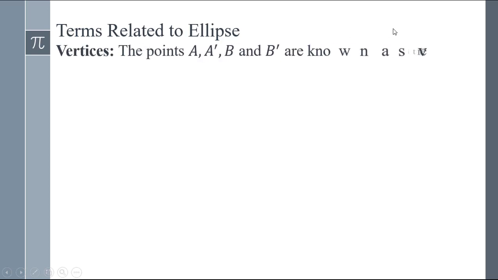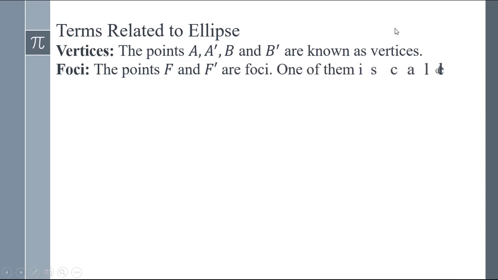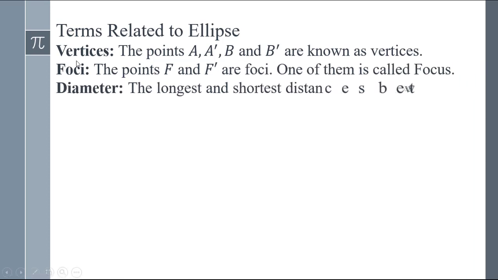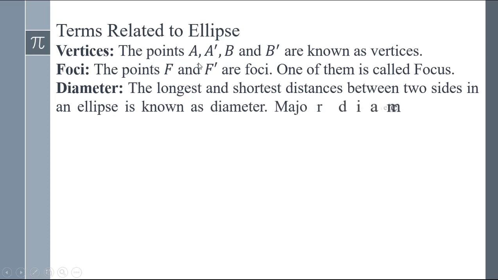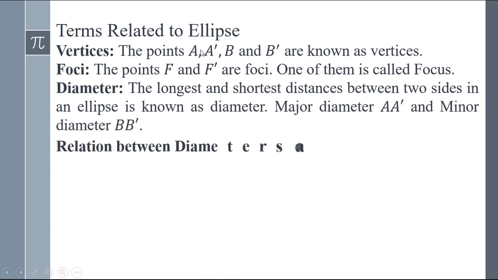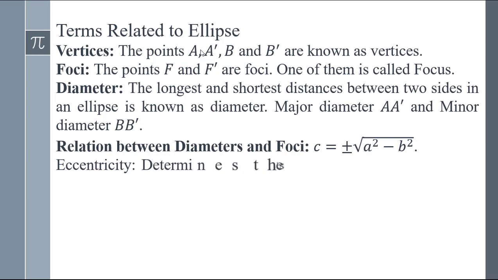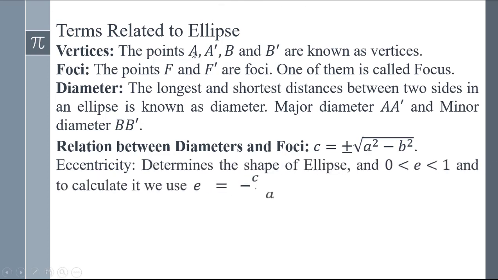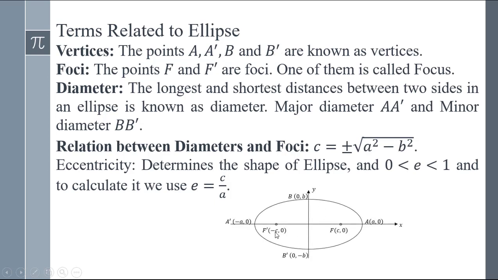Now, as we said, we have foci, major and minor axes or diameters, and other terms related to the ellipse. Now we will start with them. Let's have some patience. The very first one is vertices. We have four vertices in any ellipse: A, A bar, B, and B bar. These four are the vertices of the ellipse.